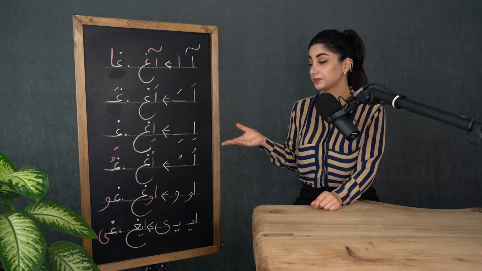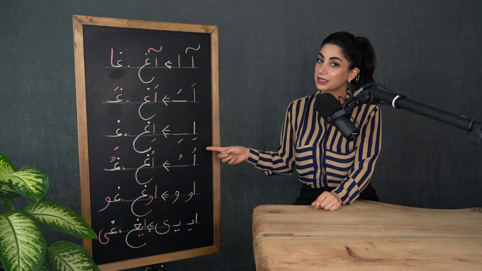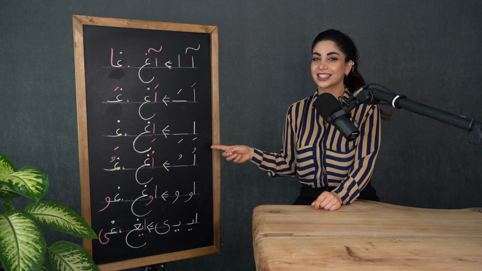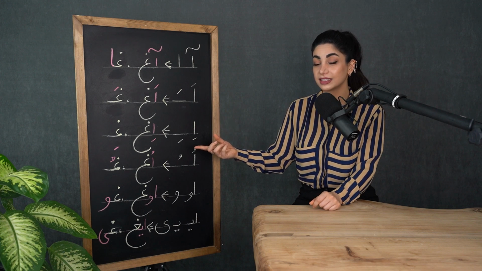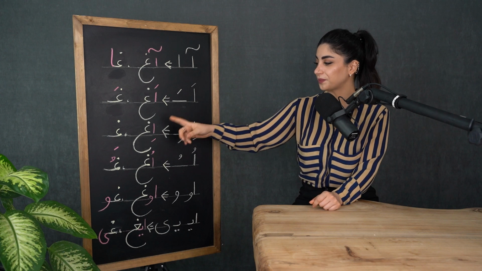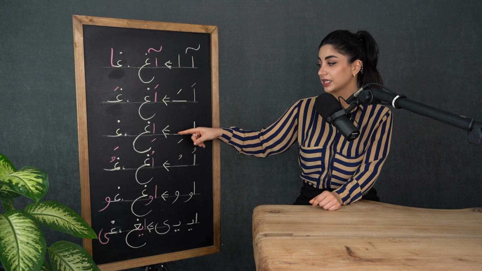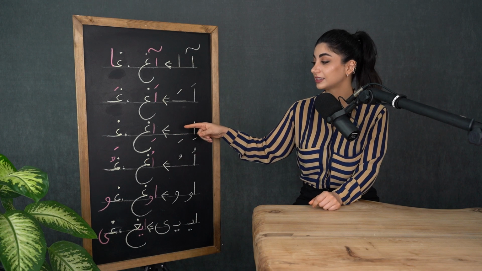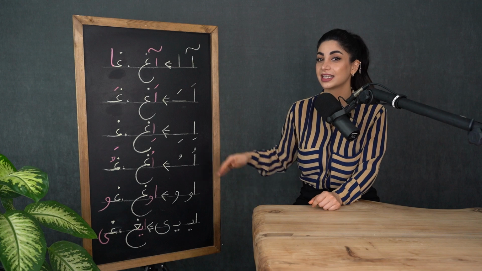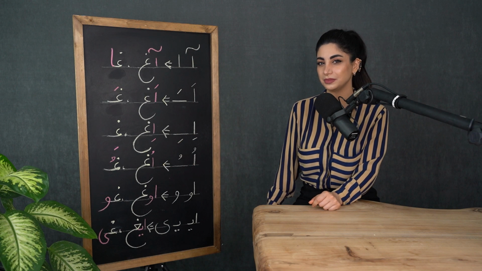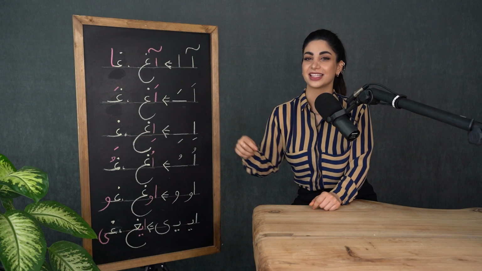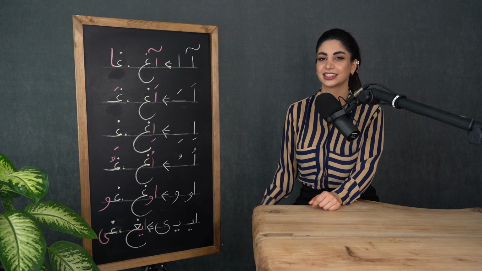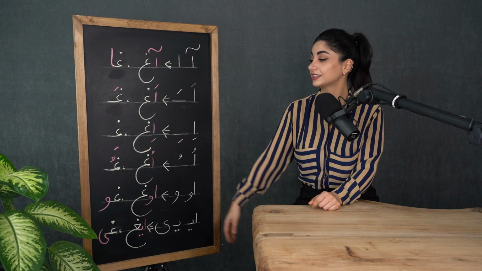What about a? The one that comes at the beginning doesn't attach. The one that comes in the middle attaches. So this one would be iq, iq. This one would be first this, then this: q, q.